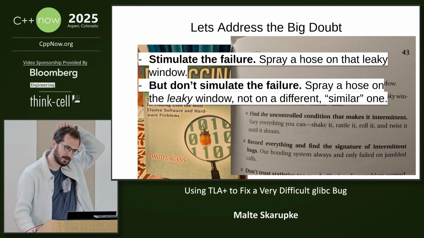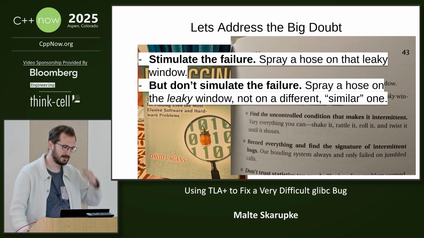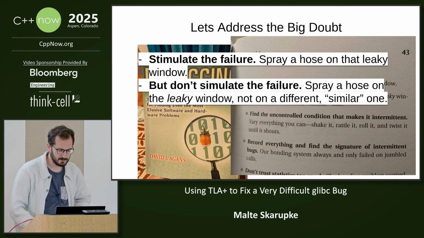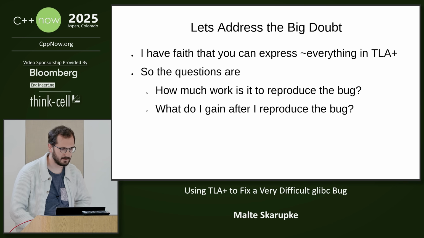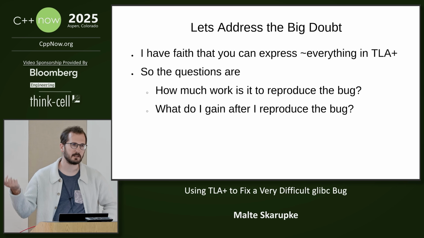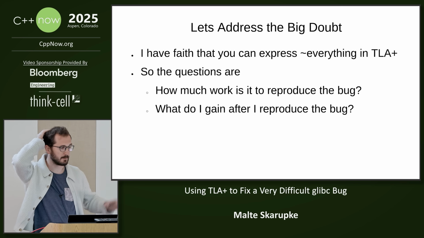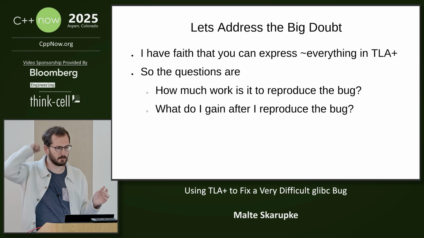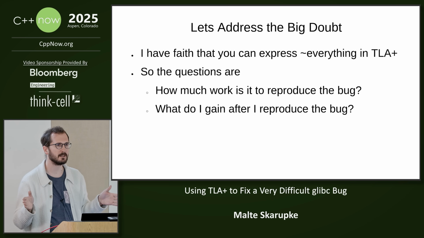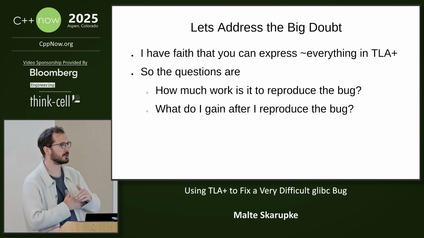So when you break a rule like this, you have to justify why you do that. And it comes down to that I have faith that you can basically do everything in TLA Plus. It's a very powerful system, as we will see. If you put enough work into it, you can simulate anything, and I was confident I could definitely simulate this bug. It's more the question of how much work is it going to be, and what do you gain?